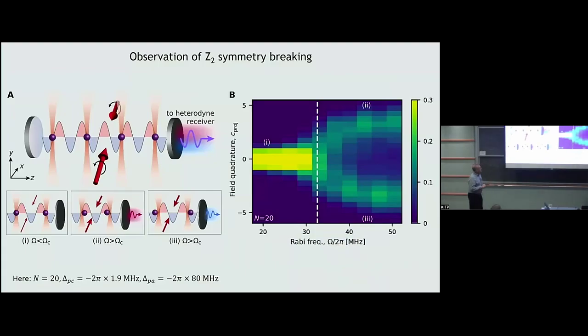As a function of the drive strength, we see that at low drive strength, the electric field remains near the vacuum state. At a high drive strength, we see that the electric field inside of the cavity has a large coherent state amplitude that is either positive or negative, and that is directly viewing the symmetry breaking of our physical system.